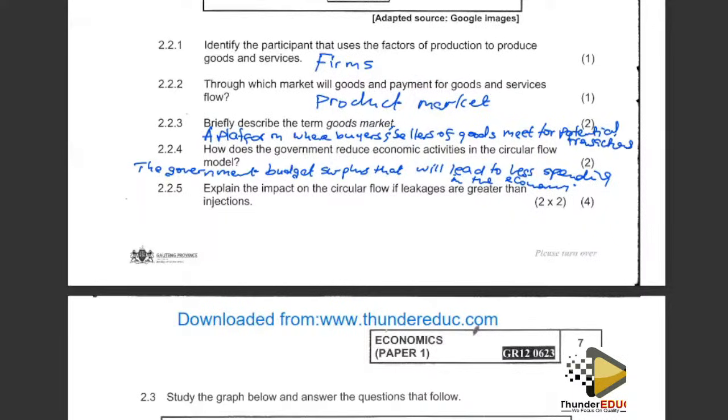So now leakages reduce the flow of income in an economy. Why are we saying that? Because when you talk of the leakages, we refer to the flow of money that is going out of the economy. Meaning leakages, we refer to what? Outflow of money. That is why we are saying that leakages reduce the flow of income in an economy.